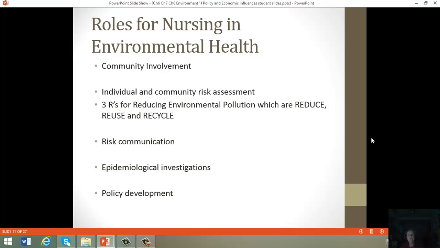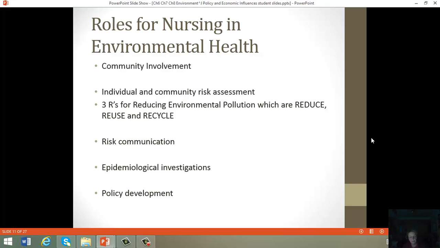Roles for nursing in environmental health: community involvement includes individual and community risk assessment. The nurse may be involved as a member, this is an example, he or she might be involved as a member of the local health department, as a follow-up to maybe a restaurant that had food poisoning, and he or she would go back out after compliance had been set into place, and just make sure that they're maintaining compliance.